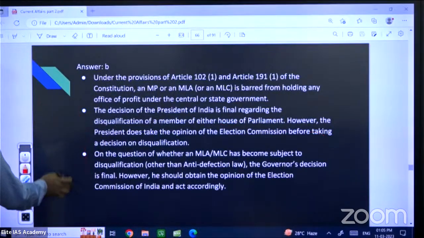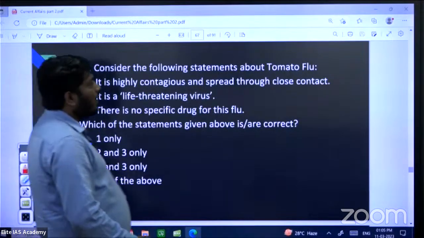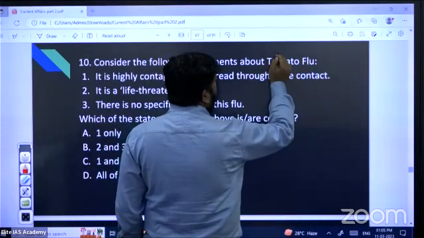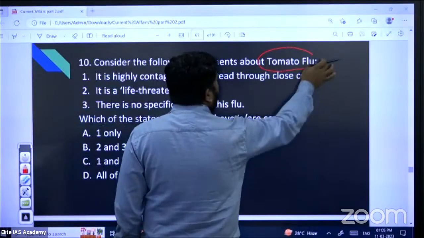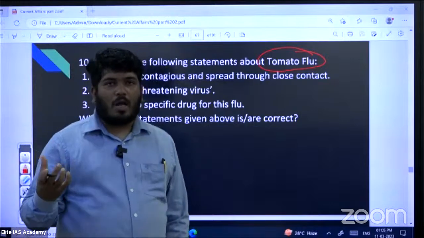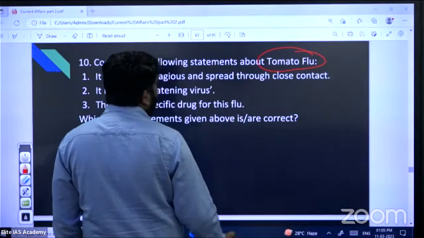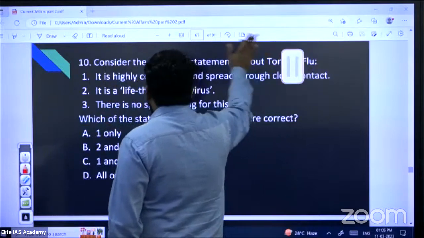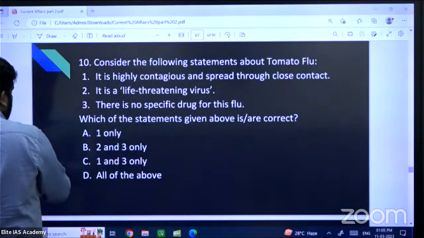Moving on to the next question. Consider the following statements about tomato flu. It is in the news. First of all, why is it called tomato flu? Because the redness symptom which appears on your body is just like the redness of a tomato. That's why it is called tomato flu. It is highly contagious, spread through close contact. There are no specific drugs for this flu.